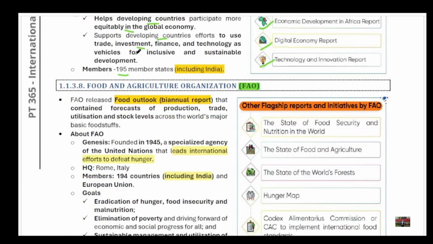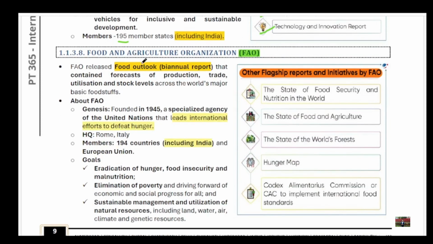So this is important. The next one is the Food and Agriculture Organization. Very, very important. The institution can be asked about directly in questions related to human geography and agriculture as well. There is a report known as the Food Outlook Report. It is a biannual report which talks about the forecast of production, trade, utilization, and stock levels of the world's major foodstuffs. The Food Outlook Report is released by the Food and Agriculture Organization.